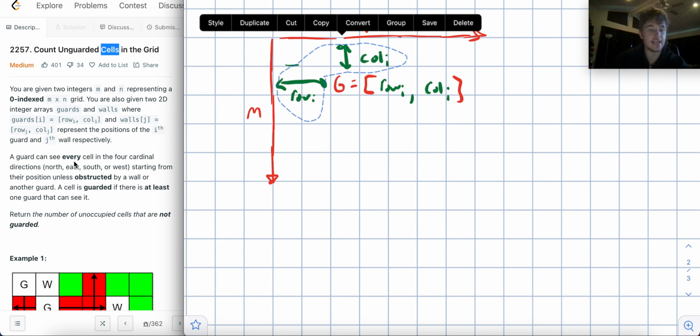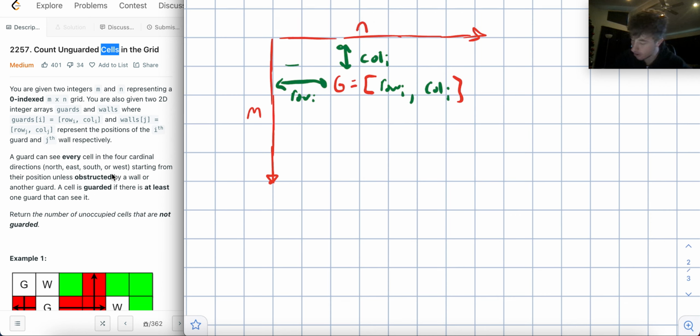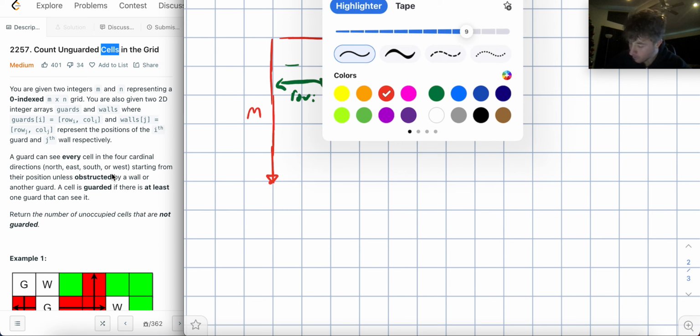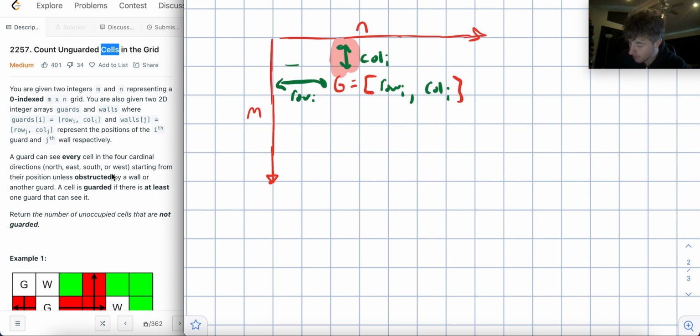A guard can see every cell in all 4 cardinal directions. So north, east, south, and west, right? So it can see everything above it, right? So this guard, its visibility would be everything above it, everything below it, everything to its left, and everything to its right. And I guess itself, I don't know, right? Unless obstructed by a wall or another guard.